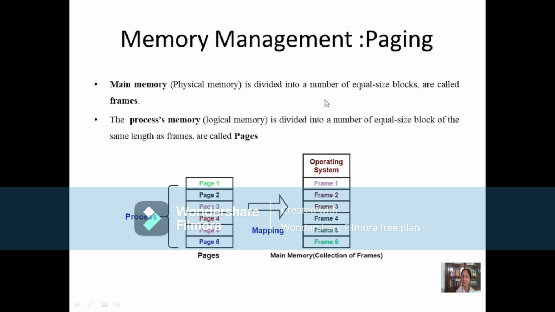Main memory is divided into a number of equal-sized blocks, as I mentioned earlier, and these equal-sized blocks of the main memory are known as frames. The process's memory, also known as logical memory or the secondary memory, is also divided into a number of equal-sized blocks of the same length as frames, and these are called pages. So here you can see the example. Our process is divided into a few pages, and these pages will be mapped into our main memory.